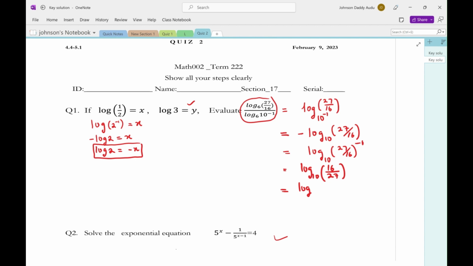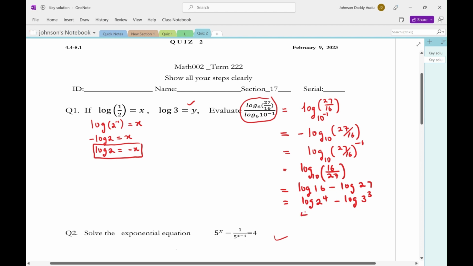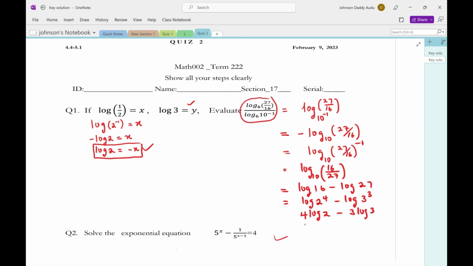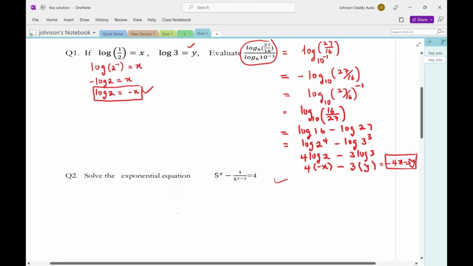We can forget about writing the base, just write log. So this is log 16 minus log 27. And this is log 2 to the power 4 minus log 3 to the power 3. So we can bring the powers down: 4 log 2 minus 3 log 3. But what is log 2? Log 2 is minus x. So this is 4 times minus x, minus 3 times log 3, which is y. So we're done. We have minus 4x minus 3y. That is the answer in terms of x and y.